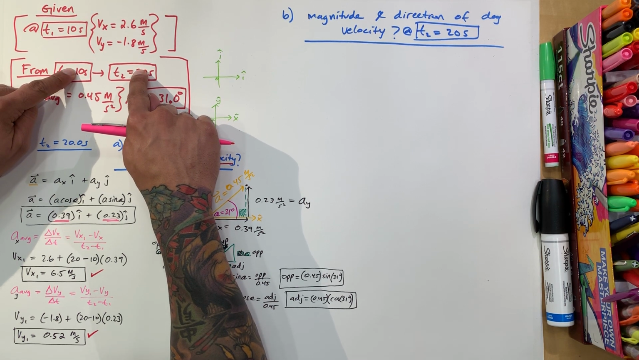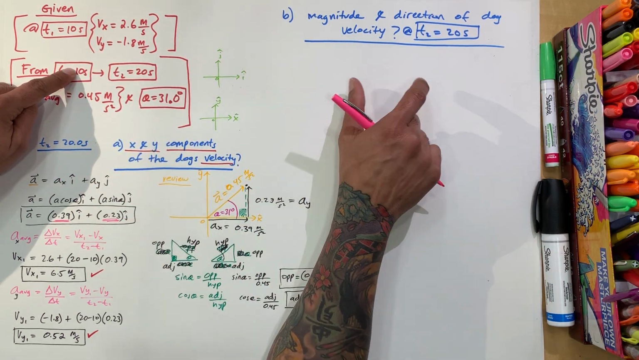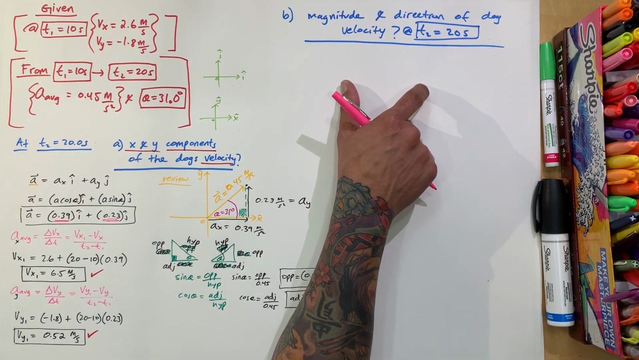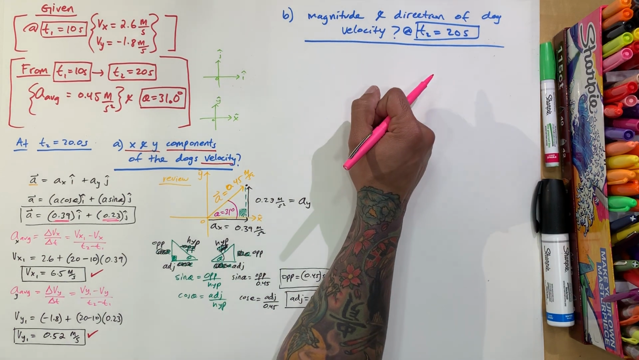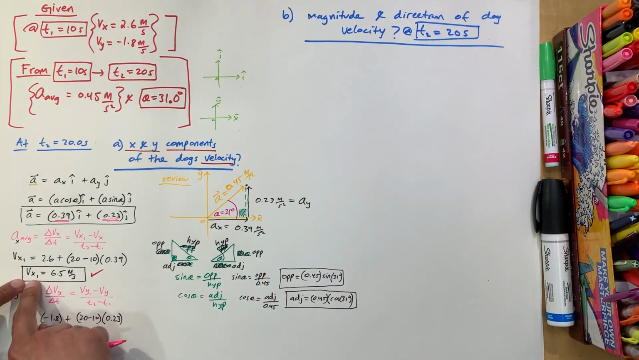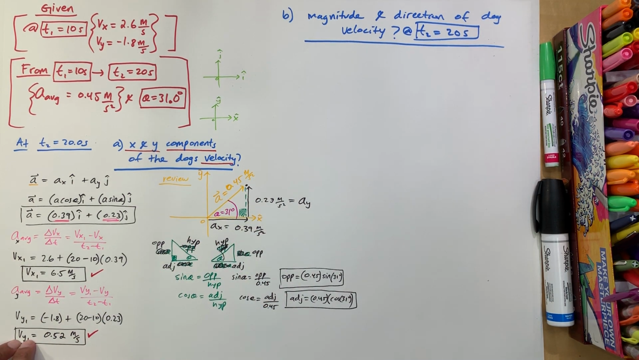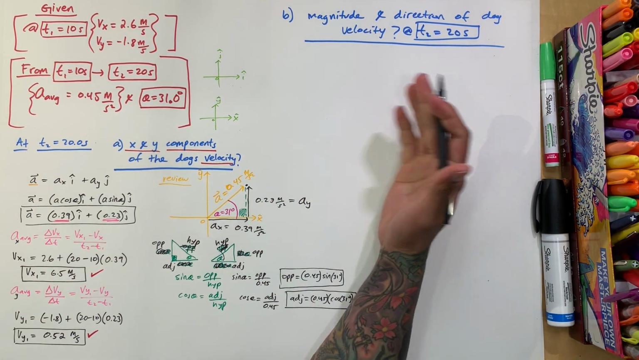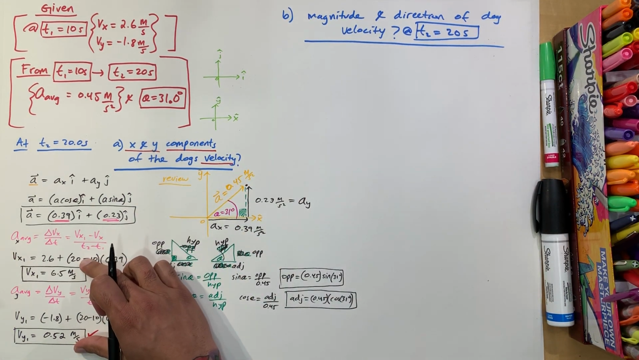Okay, now what it's asking you is, in that time interval, what are the magnitude and direction of the dog's velocity? So we know how much it's going in the X direction, and we know how much it's going in the Y direction. How much is it going in the magnitude, the overall? So let me draw a picture of that. This is describing the following.